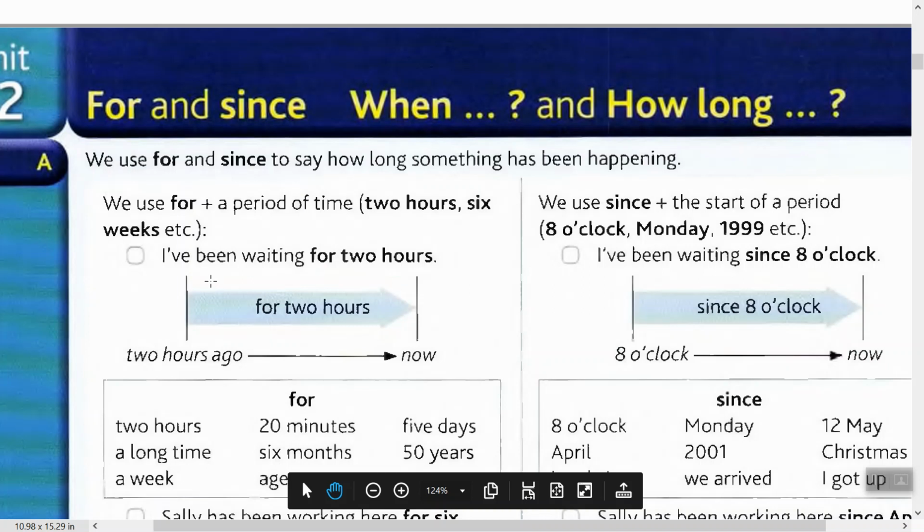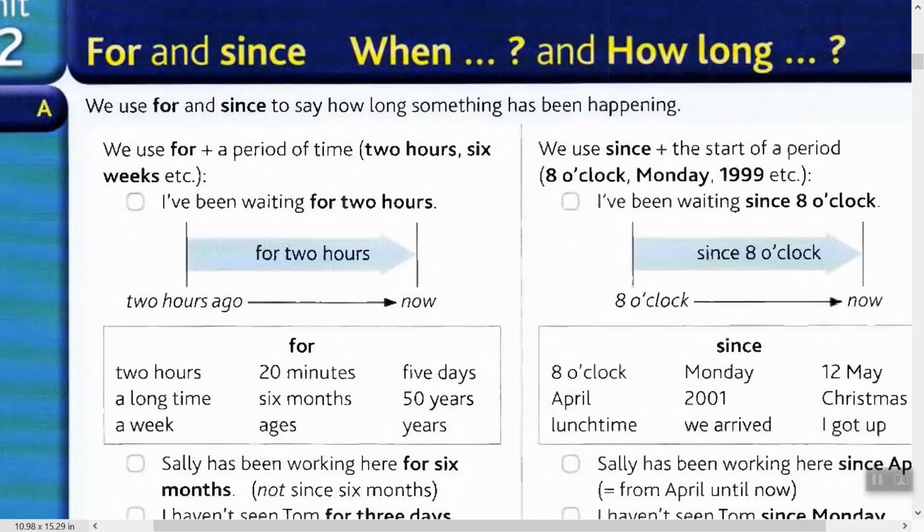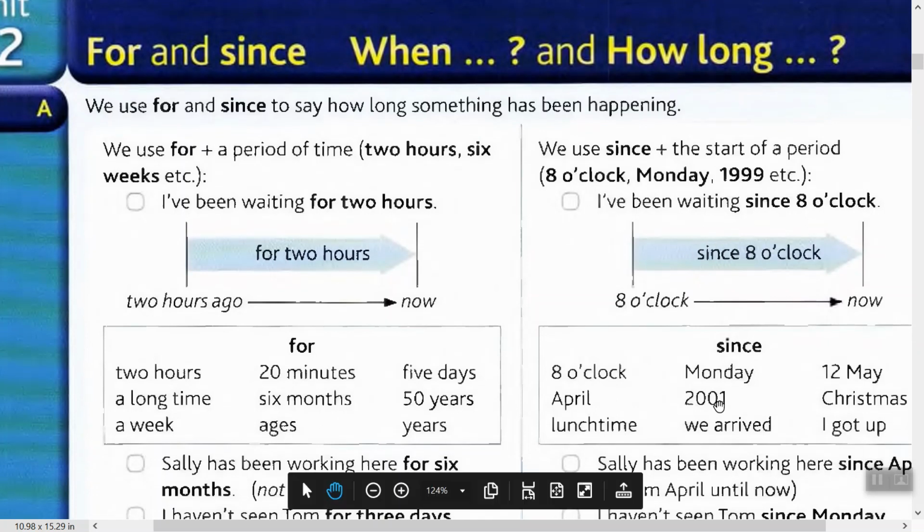For example, I have been waiting for 2 hours, for 3 hours, for 20 minutes, for 5 days, for 50 years, a period of time. But we use since plus the start of a period. When we have the beginning, the start of a period of time, for example, 8 o'clock, Monday, 1999, 8 o'clock, April, lunchtime, Monday, 2001, we arrived, 12 May, Christmas, I got up.